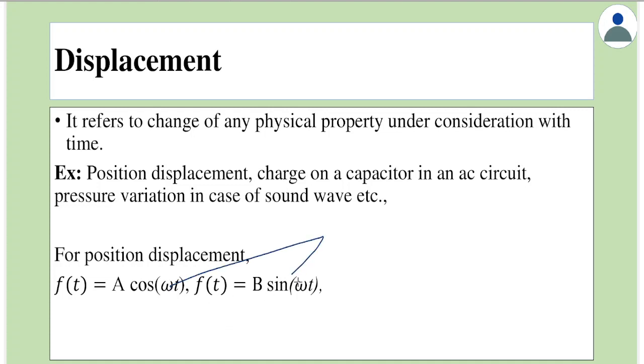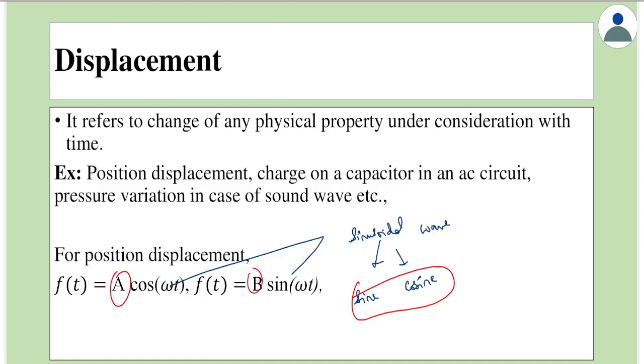This cos omega t and sin omega t are called sinusoidal waves. Sinusoidal waves basically means it is either a sine wave or a cosine wave. These two waves together are called sinusoidal waves.